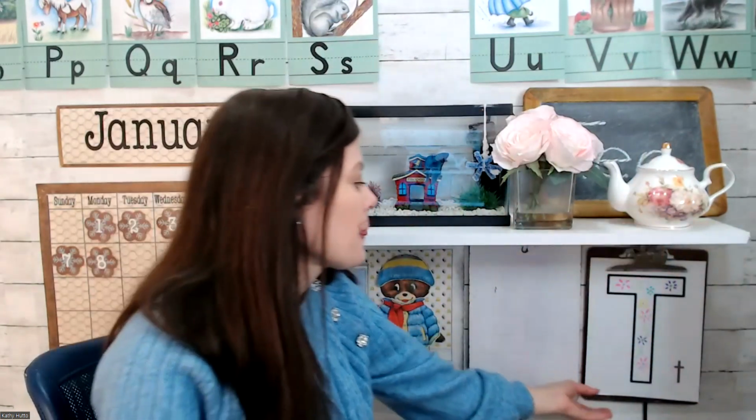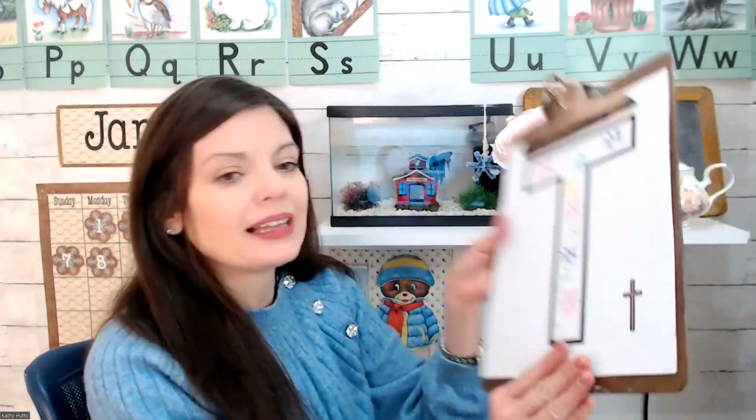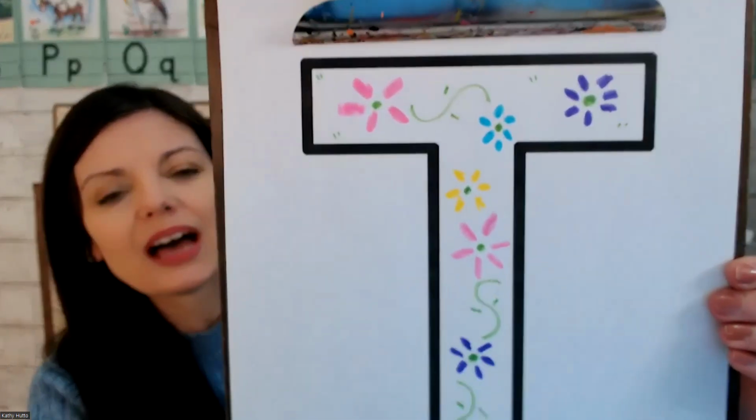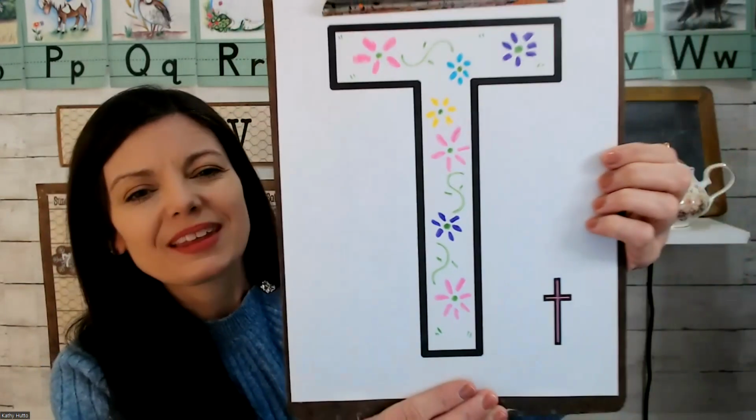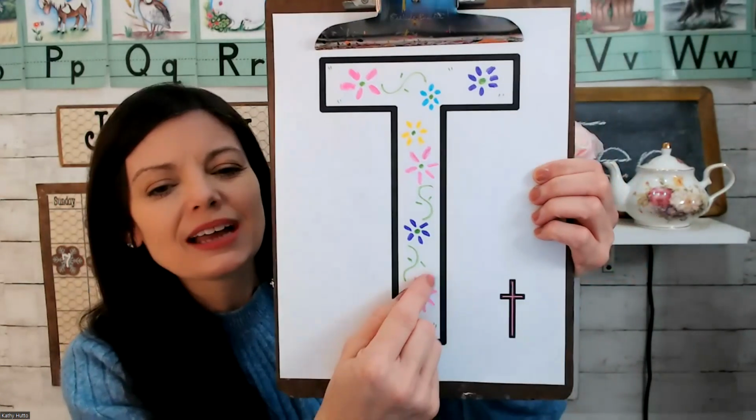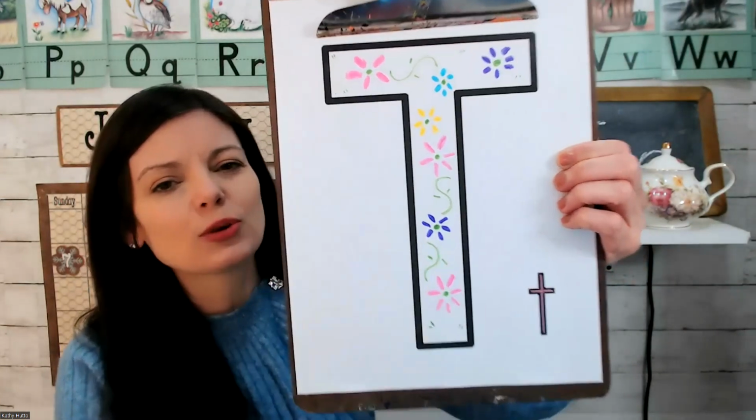Well, today T is for tea. And I have a teacup. Let me bring it closer so you can see what's on the teacup. What do you notice? Flowers. There are flowers all around on my teacup and also on my teapot. So that's how I decorated my letter T today. I just put lots of pretty flowers. I just made some lines, and then a little green dot in the middle.